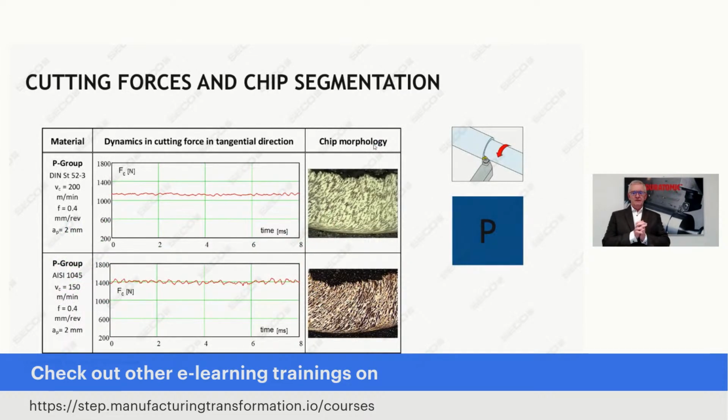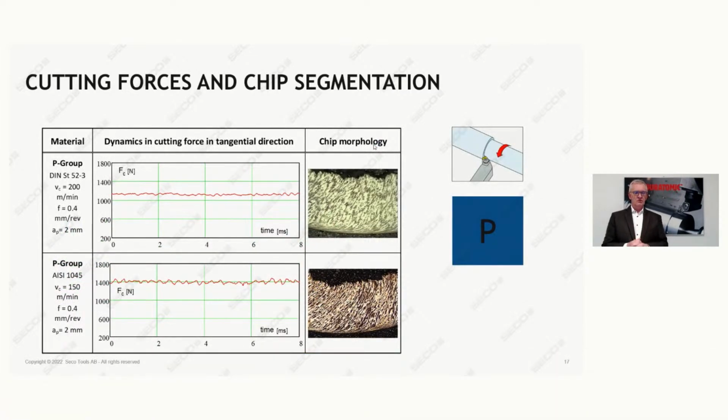Now, if we look at what you see here, these are diagrams of cutting force measurement. So this is reality. Let me explain a little bit. What you see in the table, in the left column, is materials, different materials. In the middle column are the measured cutting forces. And what you see, and that's an interesting thing, in the right column is how a chip looks in this operation, in section.